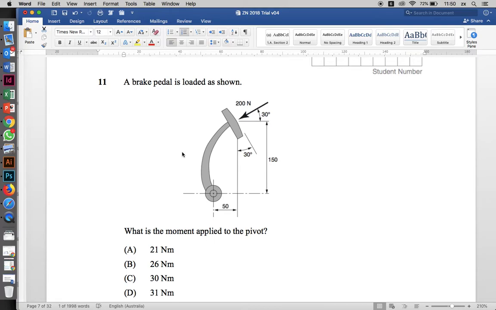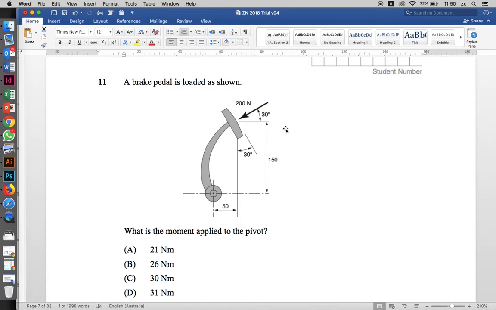Too hard for me. So what I did is I just broke it into components. I said, okay, well, I know the horizontal component is going to be 86% of 200, which is 173. And I know the vertical component is going to be 100 newtons. So they're going in opposite directions. The 173 is going anti-clockwise, and the 100 is going clockwise. So I have 173 times 150, and that's going to be newton millimeters.